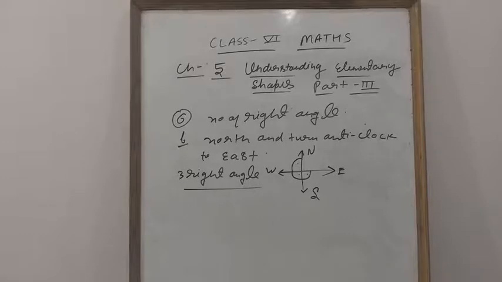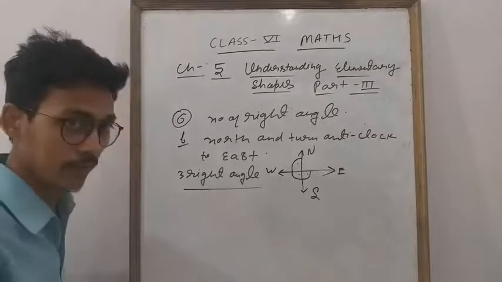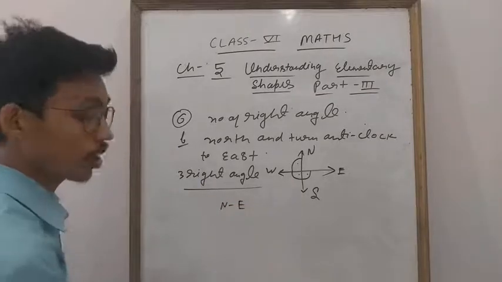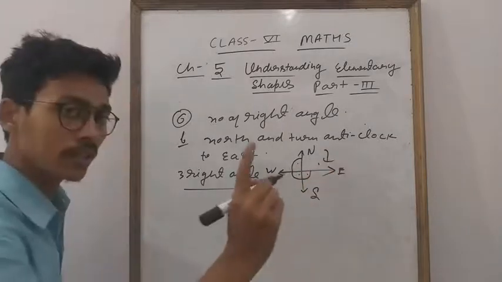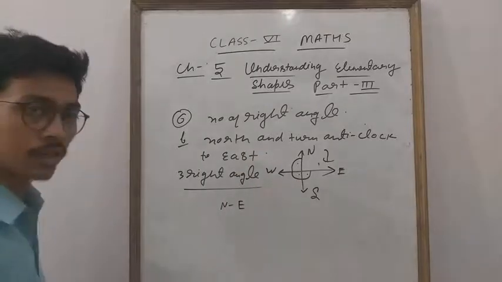So student, on the basis of this you will find out, if I want to know how many right angles from north to east clockwise. Let us assume I want to know north to east how many right angles clockwise. So you know that north to east is only one step, meaning 90 degrees, one right angle. So on the basis of this you will solve this question, student.